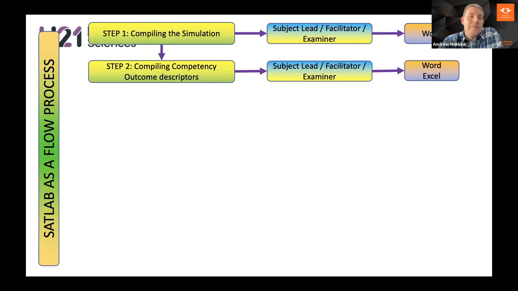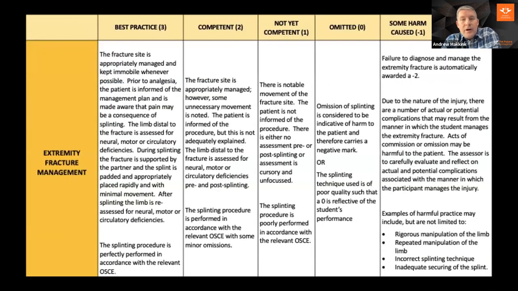The competency outcome descriptors that link to the SIM are then compiled, again by the same person. And this is normally done in Word and potentially something like Excel to organize the data. This is an example of a competency outcome descriptor, and this would be specifically for an extremity fracture management. And you would see that all this talks to is actually managing the fracture. It doesn't talk to patient assessment. So this would be the competency outcome descriptor for the extremity fracture management.